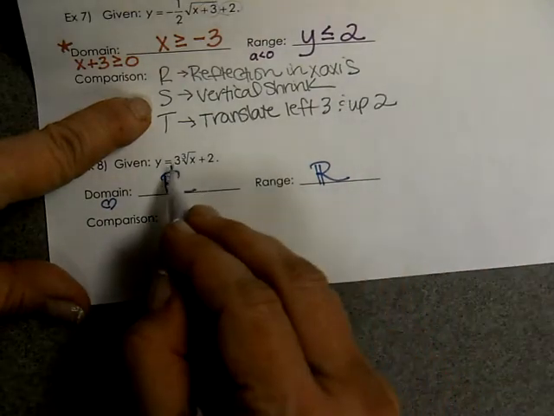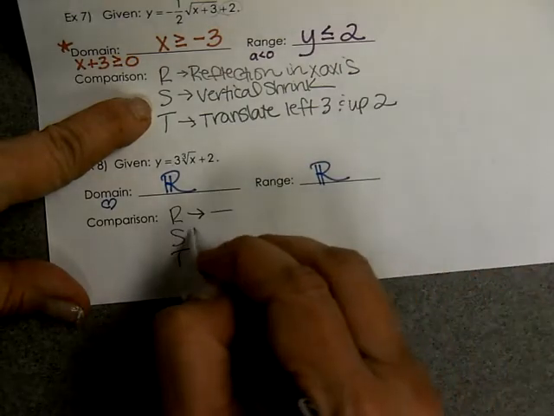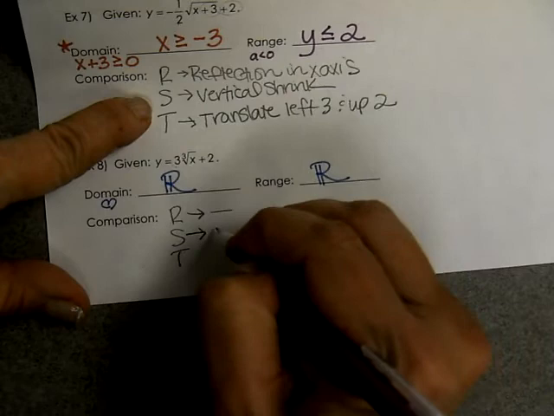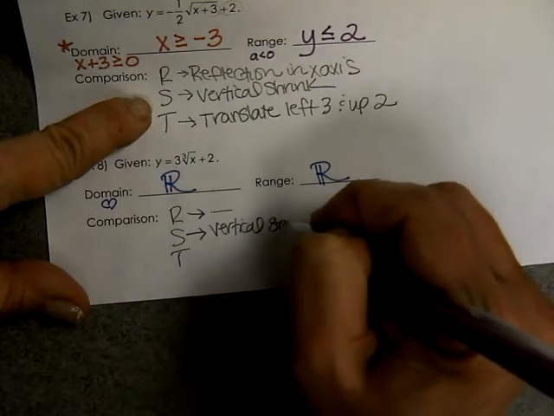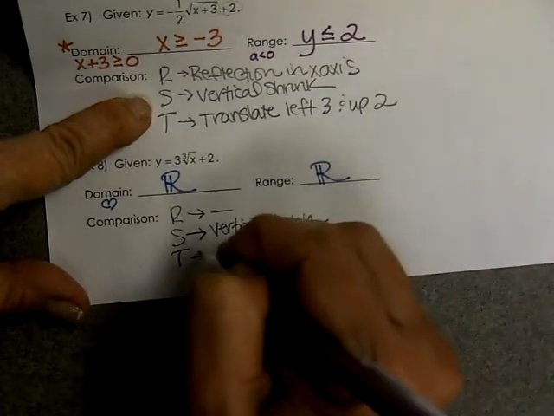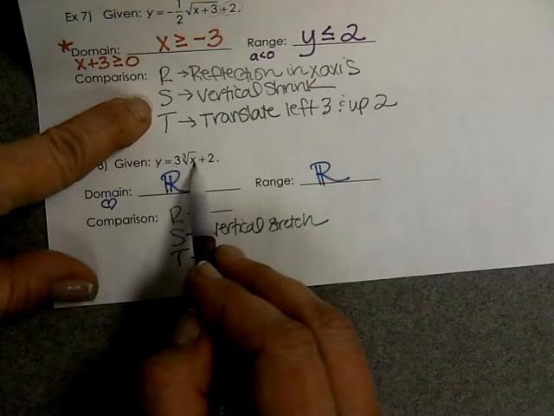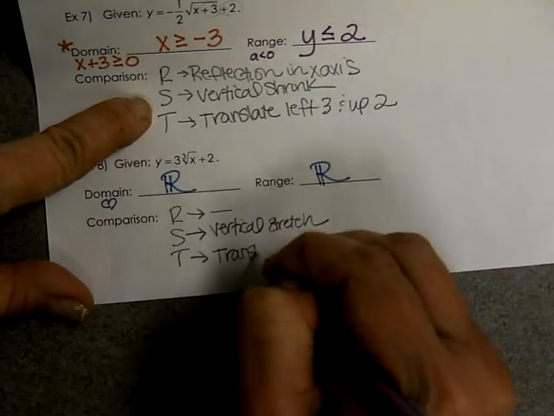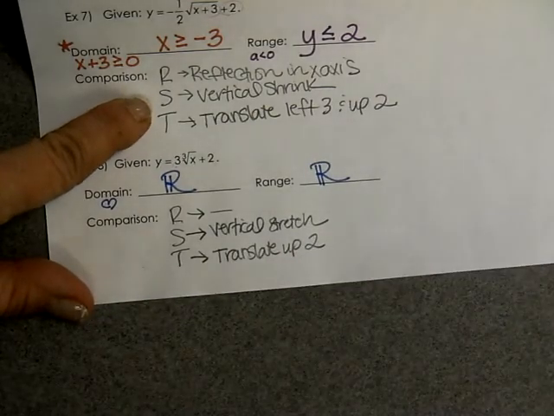R, our A value is positive, so there's no reflection. S, the absolute value of A is greater than 1, so that's a vertical stretch. And T, let's see, there's nothing underneath, so it's not moving right or left, but this +2 on the end means I'm going to translate this up 2. And there you have it.